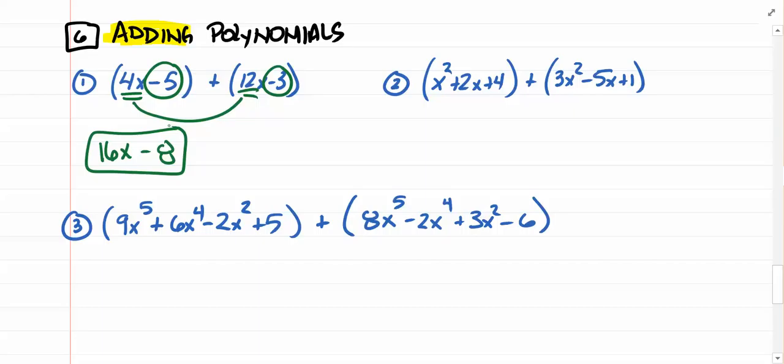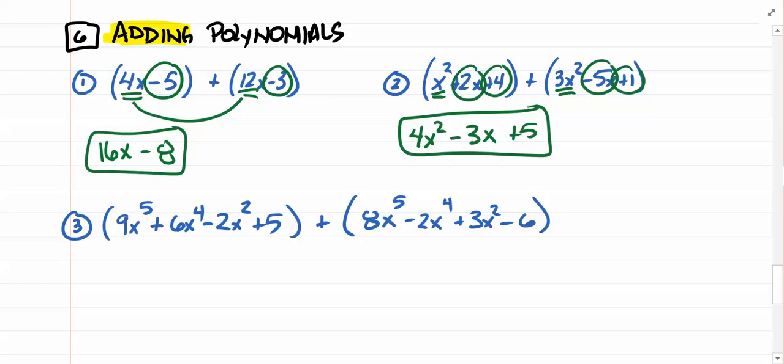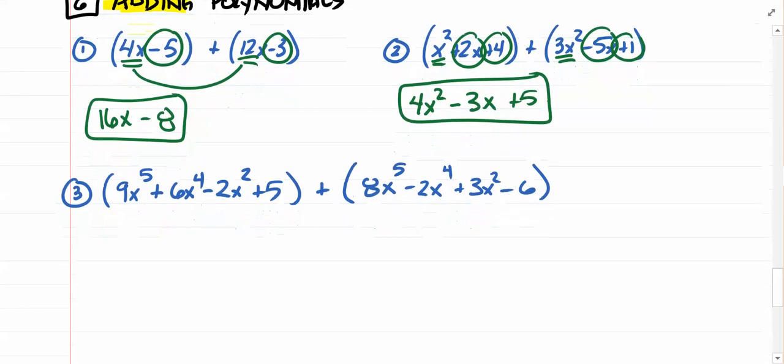So this is the easy part of the lesson compared to all the other words that we had to get through. Okay, let's do this pretty quickly. x squared and 3x squared give me 4x squareds. Okay? 2x and a negative 5x collectively make a negative 3x. And 4 and a 1 make a positive 5. So we have added this correctly. Okay, let's do the third example here.